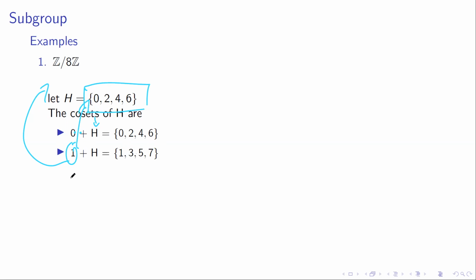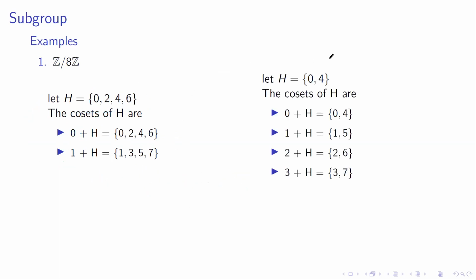And note that we can also have 2 plus H, but 2 plus H is equal to 0 plus H, because 2 plus H is equal to 2, 4, 6, and 0. And you know that the order doesn't really matter in sets. So 2 plus H is the same thing as this. And if we have this coset right here, we also have 0, 1, 2, 3. So these are all the cosets of H.